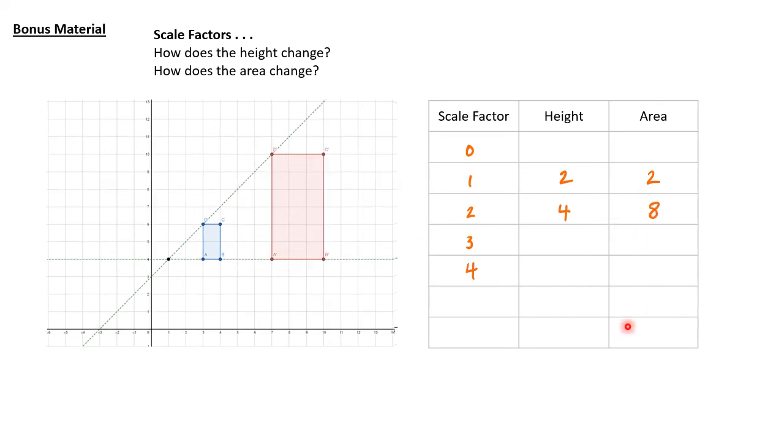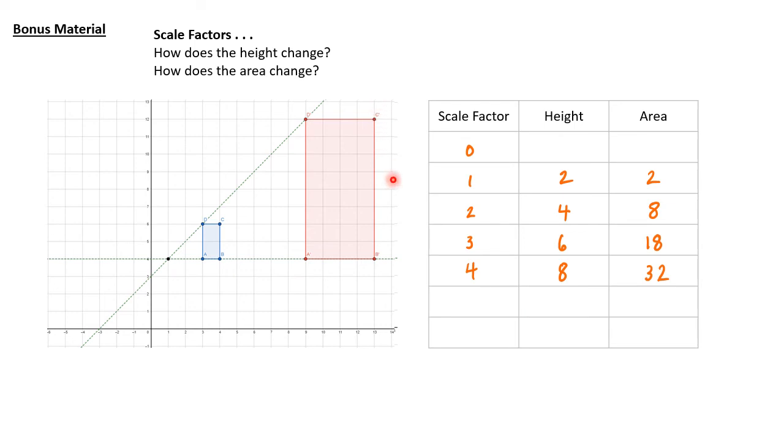So let's carry on this exploration a little bit further. If I now do the enlargement at scale factor 3, height is 2, 4, 6 units high, and the area, 3 times 6, gives me 18. If I have a look at scale factor 4, probably figured it out, 2, 4, 6, it is going to be 8 high, and 4 times 8 for the area is 32. What's the scale factor when it's 0? Well, the shape will disappear, it will have no height, and it will have no area.